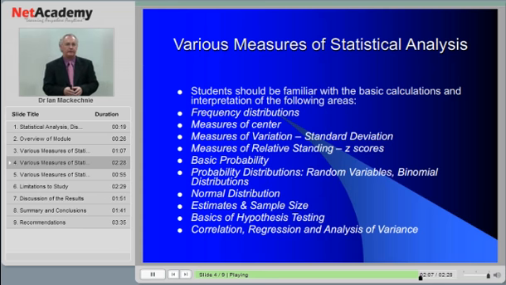And of course correlation and regression are very important too, because correlation is about seeing relationships. Is there a strong or a weak relationship between variables? And this, of course, is a very, very important statistic to be able to understand.